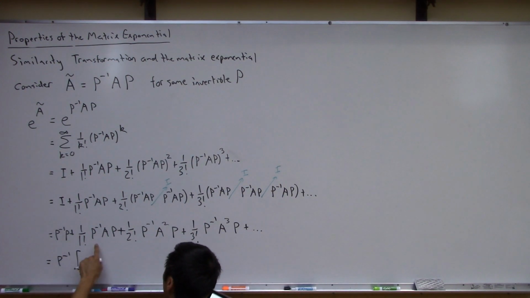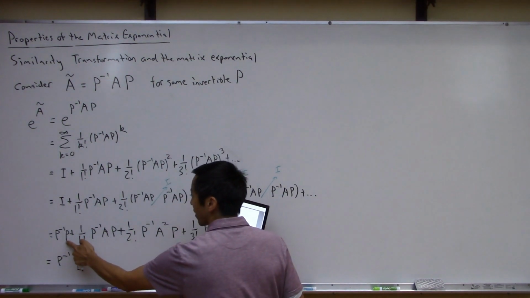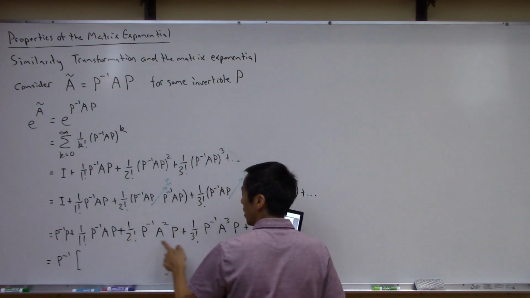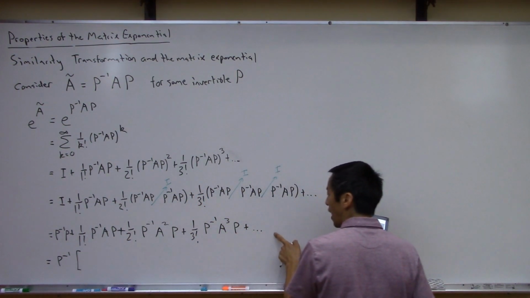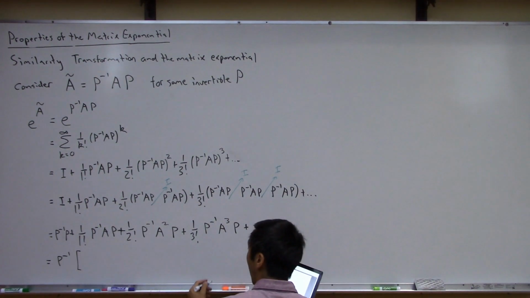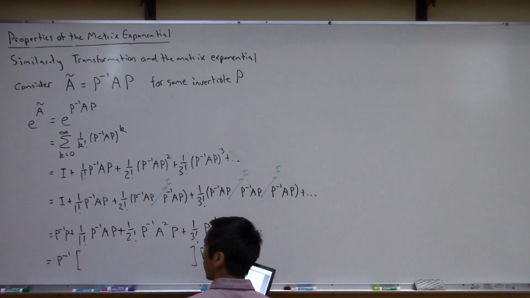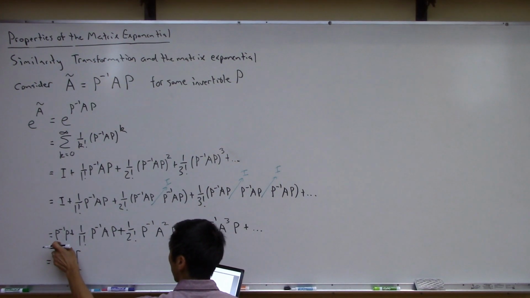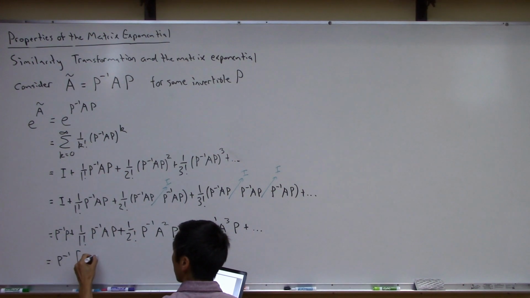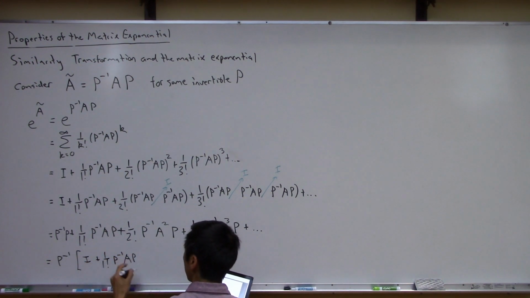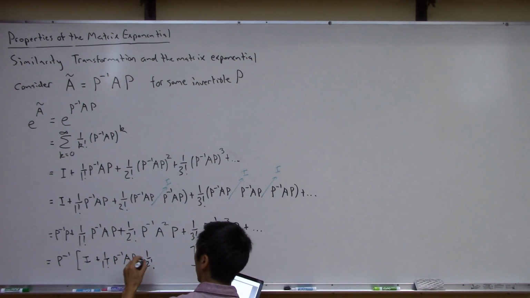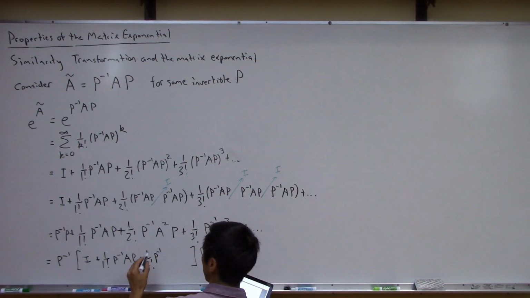Okay, and then the other thing, look at this. On the right side, there's a P, a P, a P, a P, and this is going to keep going on forever, right? So I could just pull off the P on the right side. What am I left with in the middle? I'm left with, okay, this thing when I pulled off the P inverse and the P, this is just the identity matrix, right?